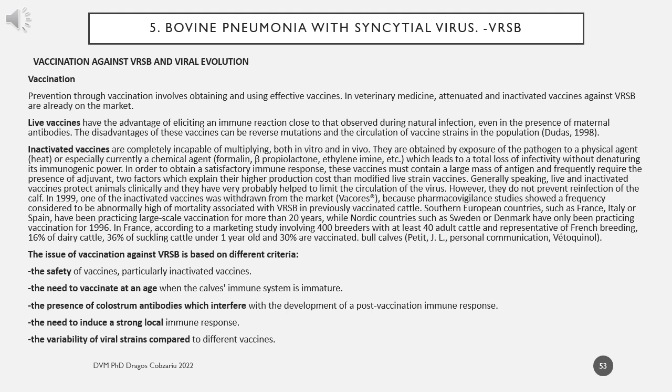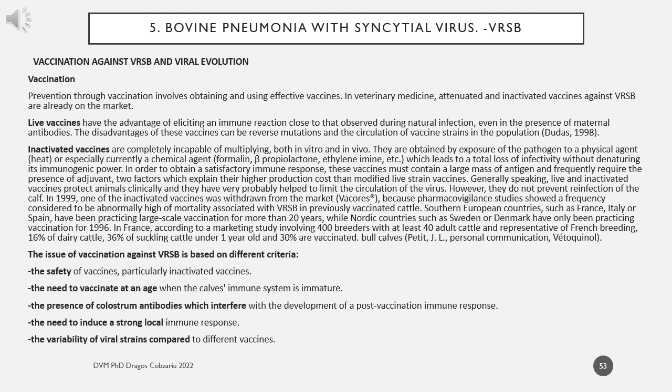Inactivated vaccines are completely incapable of multiplying, both in vitro and in vivo. They are obtained by exposure of the pathogen to a physical agent, heat, or especially currently a chemical agent, formalin, beta-propiolactone, ethylene imine, etc., which leads to a total loss of infectivity without denaturing its immunogenic power.